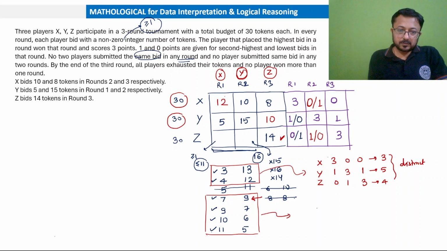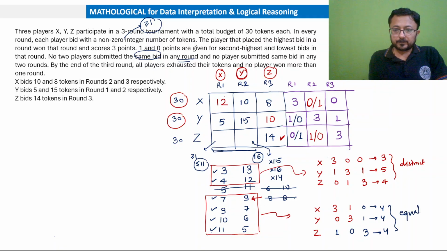And in the second scenario, points for x, y and z are 3, 0 and 0 in the first round. In the second round, it is 1, 3, 3, 0 and 0 will not be, it is 3, 0 and 1, then 1, 3 and 0, and the last round is 0, 1 and 3. The total points by x will be 4, those by y will be 4 and those by z will also be 4, that is, all three are getting equal points. So 4 cases, okay, 2 cases are forming for distinct points, that is possible in 2 cases. The first case is when z bids 3 tokens in round 1 and 13 in round 2, and the second case is the 4 and 12 one. Similarly 4 cases are forming when there are equal points for x, y and z. Okay, now let's see the questions.